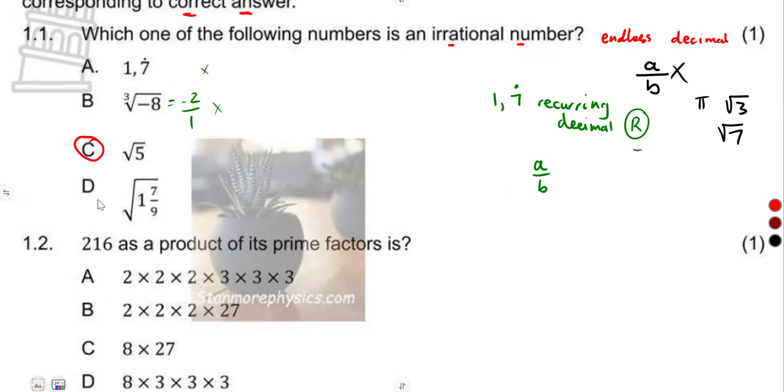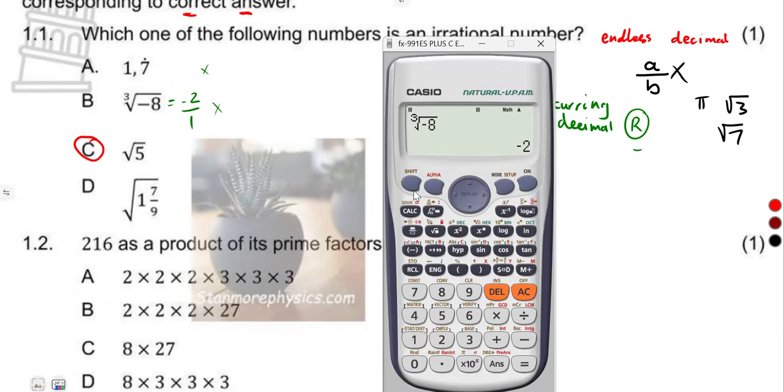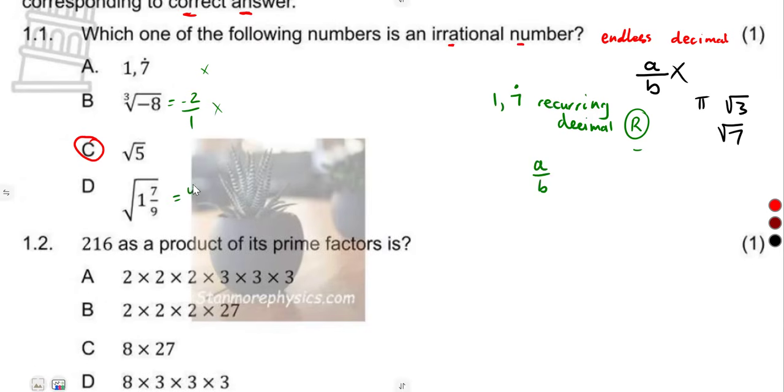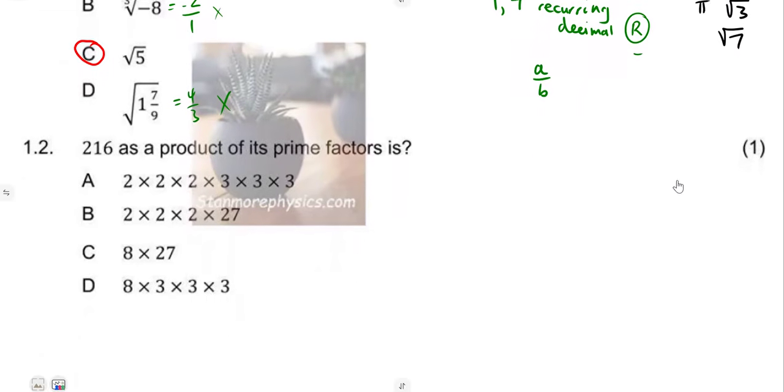All right. Then on D, we have the square root of this. Let's just put the square root. Then I'm going to put shift and press this fraction. So that's 1 and 7 over what? Over 9. This is going to give us 4 over 3, which is in the form a over b, a rational number. So this is not irrational. So the only one was going to be the square root of what? Of 5, which is C.